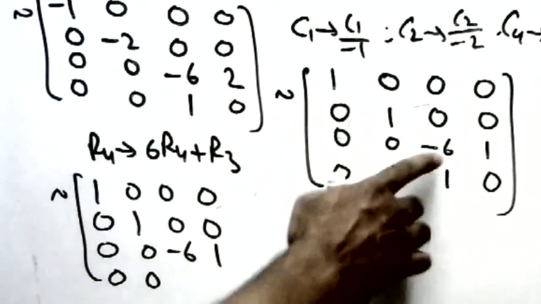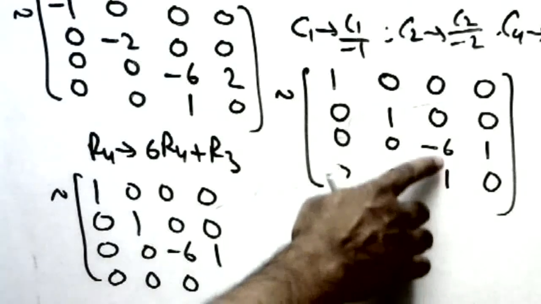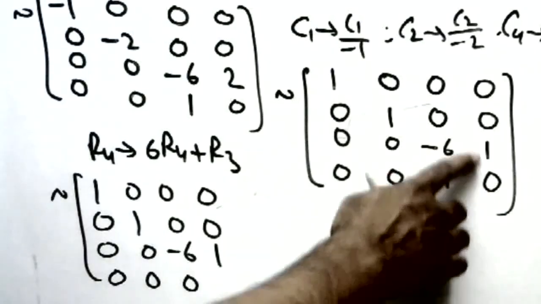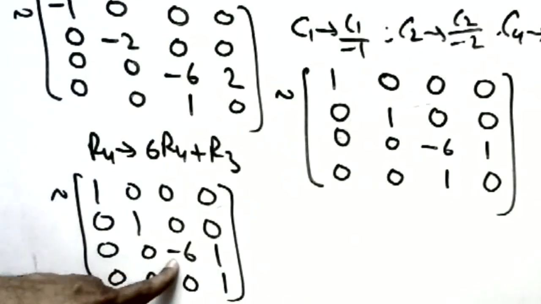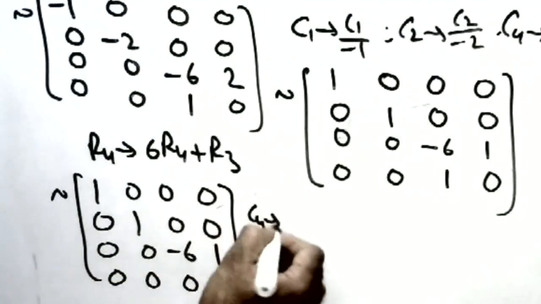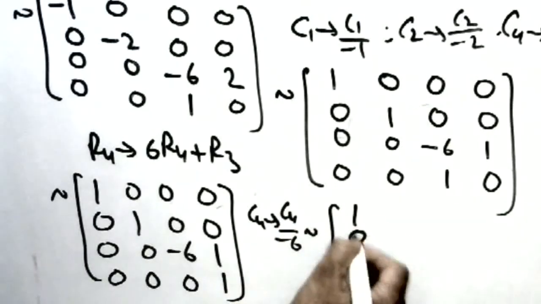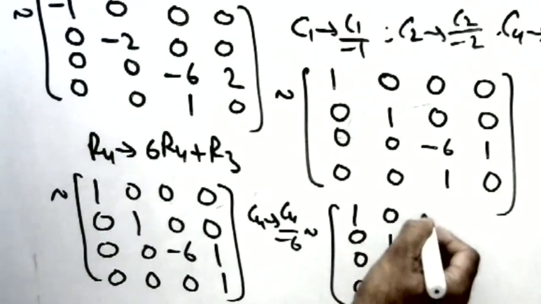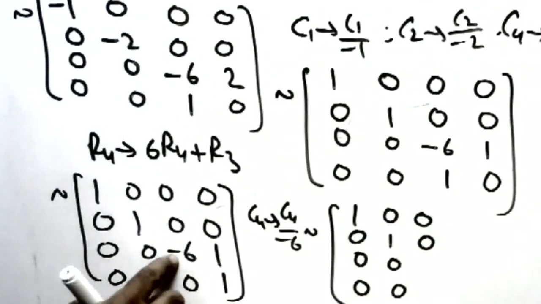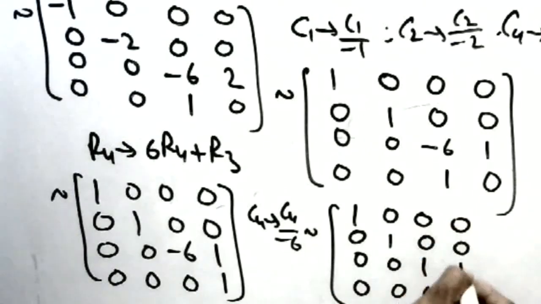What is left here? 6 ones are 6. 6 minus 0, 0. 6 ones are 6, 6 minus 6, 0. 6 zeros are 0, 0 plus 1 will be 1. Now the last step. Okay, let me take minus 6 common here. C4 implies C4 by minus 6. So it will become 1 0 0 0, 0 1 0 0. We have taken minus 6 common, so it will become 1 0 0 0 1 1.